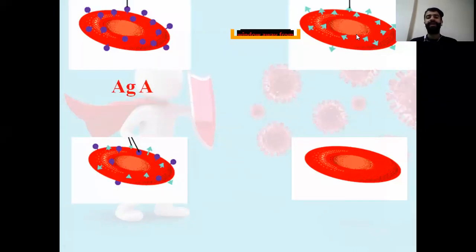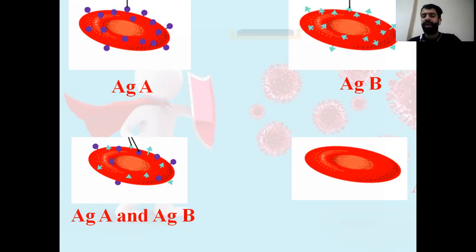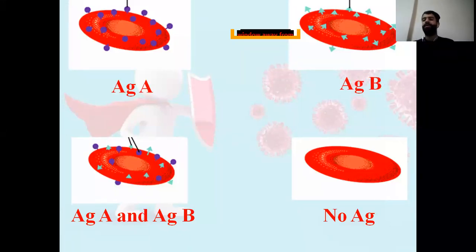So here we have blood group A. Blood group A has antigen A. Blood group B has antigen B. Blood group AB has both antigens A and B, while blood group O has no antigens. From now on, the antigen is the same as the blood group. So blood group A has antigen A, blood group B has antigen B, and blood group AB has both antigens A and B. However, blood group O, there is no such thing as antigen O, so it has no antigens.